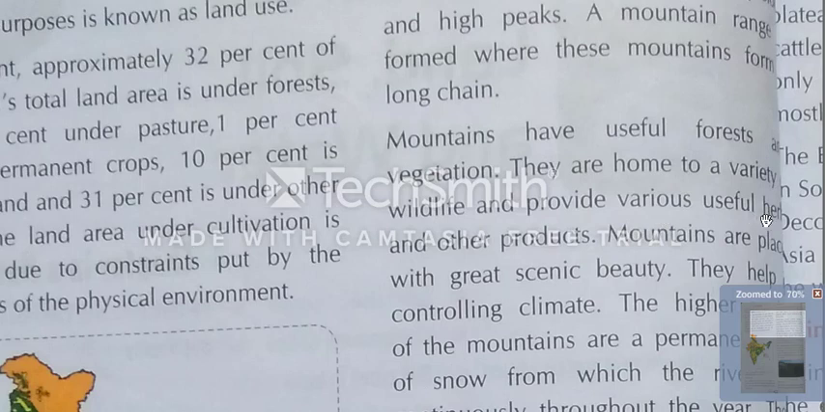I think one word has been hidden here. They are home to a variety of wildlife. If you see in a forest, there are many different types of wildlife, different types of animals. Wild animals are there, and also many types of other products you can see there. Many different vegetation is there.